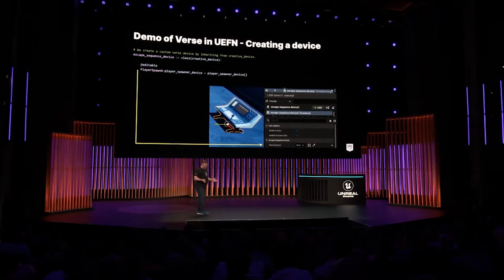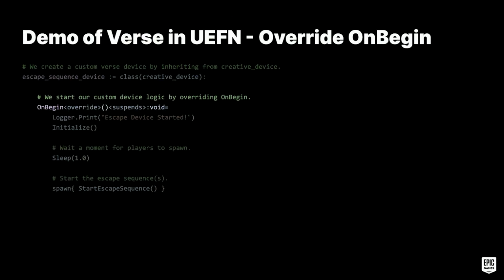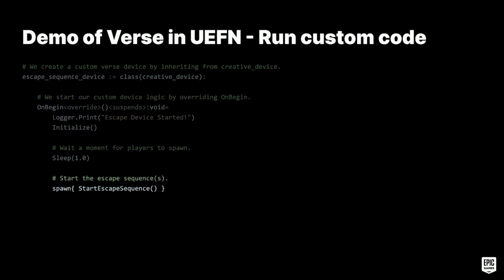Inside of the script, you can add editable properties. In this case, we have a player spawn that shows up as a property in the scene that you can then modify on a per instance basis. Once you've created that class, then you can override the OnBegin method, or in this case, because it has a suspends effect, it's a coroutine, and then add your own custom logic. In this case, we'll spawn an escape sequence that the player will then run through.